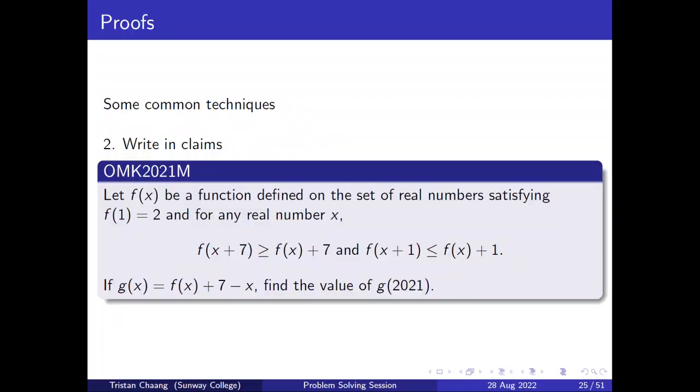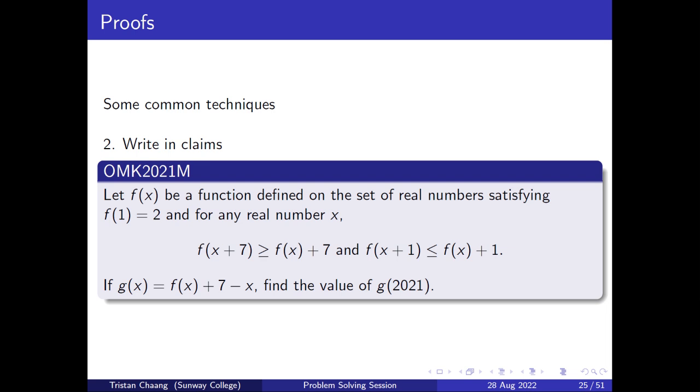Another technique, which is more like a writing technique, is to write in claims. Let's see what I mean by that. So this one is 2021 Muda. It's a functional equation, I'll explain what that means later. It's basically just a problem on functions. So here, f(x) is a function defined on the set of real numbers. That means it only takes real numbers as inputs, satisfying f(1) equals 2. And for any real number x, these two statements are true.